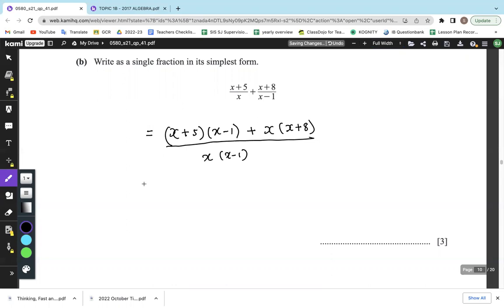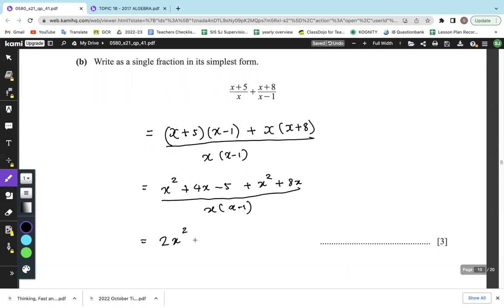Okay, and then all we need to do is simplify the numerator. So we get x squared plus 4x minus 5 plus x squared plus 8x, everything divided by x multiplied with x minus 1. And we finally write this as x squared plus x squared is 2x squared, 4x plus 8x is 12x, minus 5, and divide by x multiplied with x minus 1.